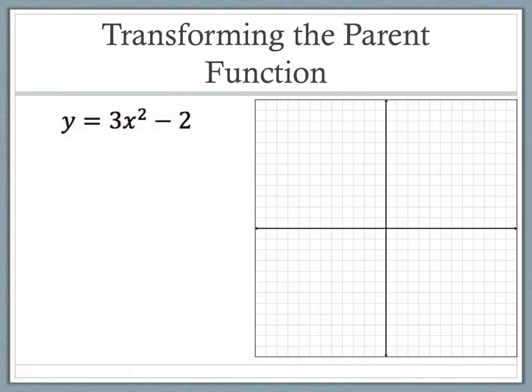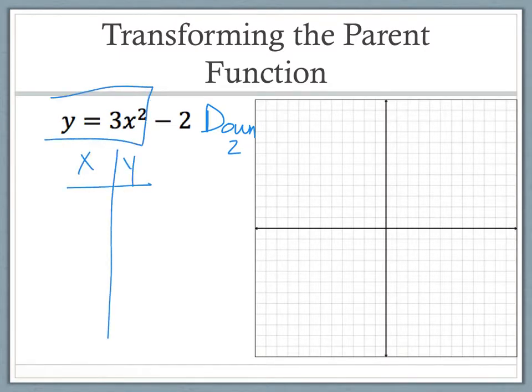Okay, let's look at this next one. Notice there's not anything inside with that x, so there is no h. There's just a k, which tells me that this -2 means I'm going to go down 2. So I'm going to make my x and my y. And I do notice it has a multiply by an a value of 3, so I know that I'm going to multiply all these points by 3.